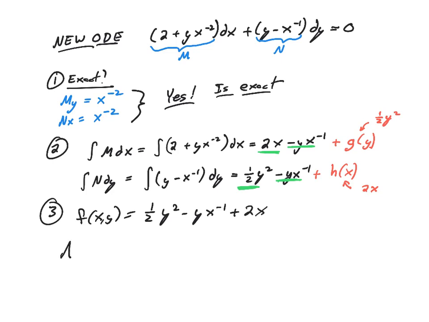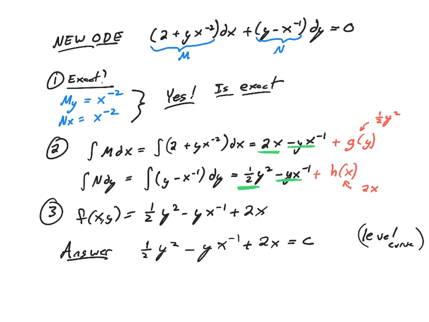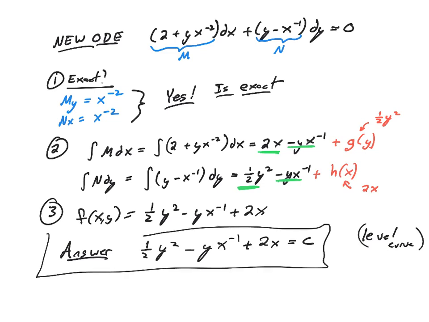So last but not least, my answer is going to be 1/2 y squared minus yx to the -1 plus 2x equals c, to turn it back into a level function, or a level curve, that we had from f. And that is our actual answer. Whew. That felt good. I'm glad that one worked out nice.